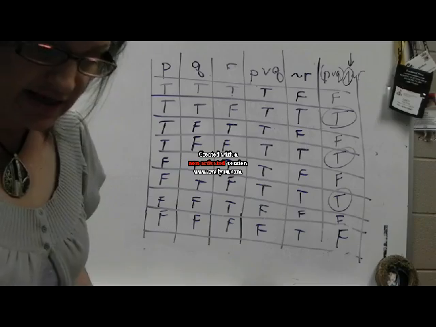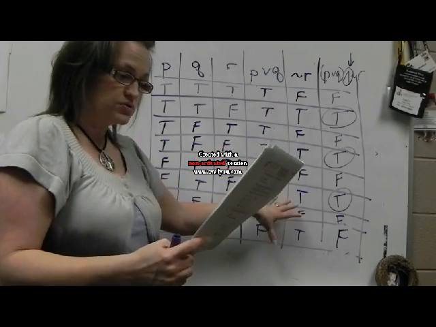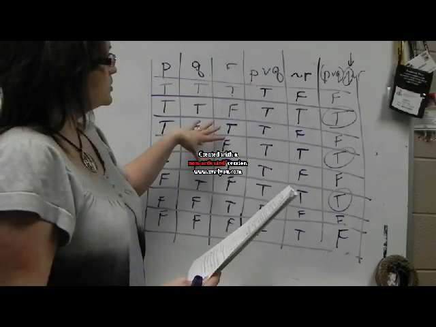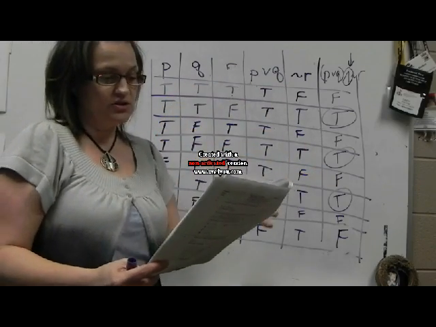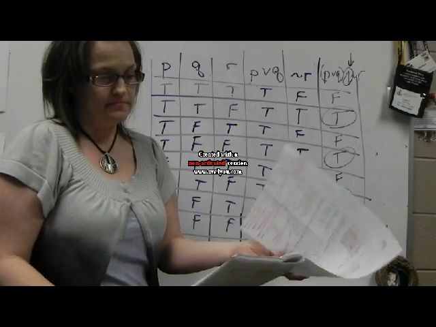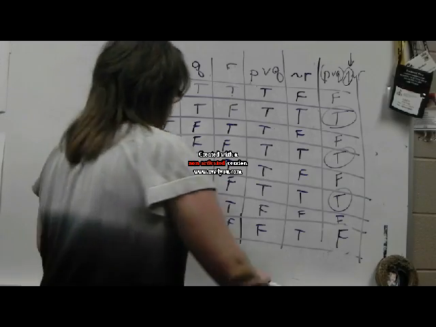Okay, then it says under which conditions is this statement true? So you look through your truth table and you decipher under what conditions, which ones are true. Then you analyze that for part C. Okay, number 10, another truth table.